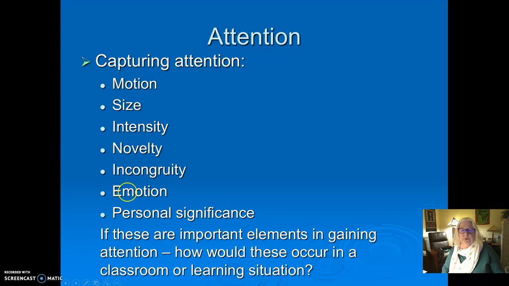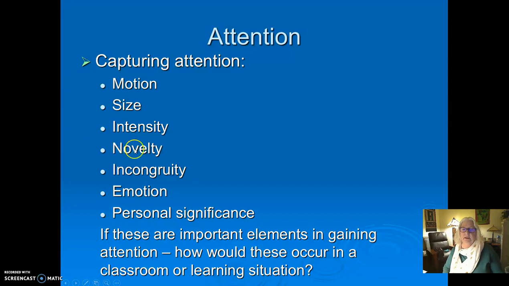Things that we can do in the environment to increase attention. Personal significance. Somebody says my name, you're going to be paying attention. Or emotion, or I might say, hey, this is going to be on the exam, and the exam's really tough. I'll get your attention. Things that are incongruous. So I might start the lesson with saying, where on the equator does it snow? And you're going to think, oh, well, that doesn't exist. Well, it does. And where is that?